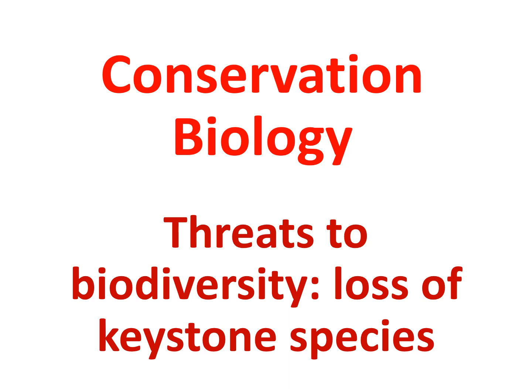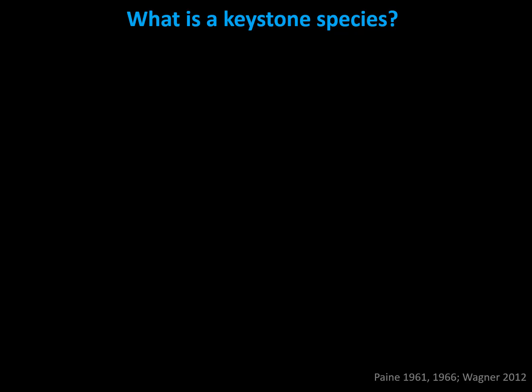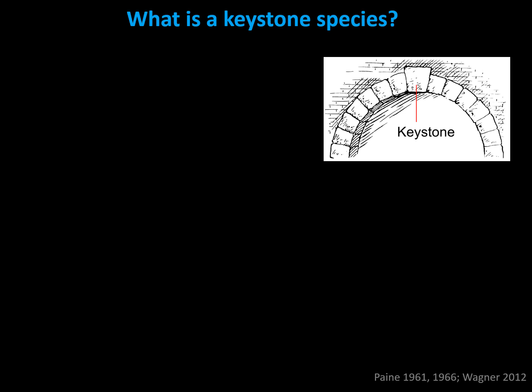Now we are going to talk about loss of keystone species and how loss of keystone species through trophic cascades impact biodiversity within that community or within that particular ecosystem. Okay, now the biggest question is, what is a keystone species? Well, let's forget the species part and try to understand what is a keystone.